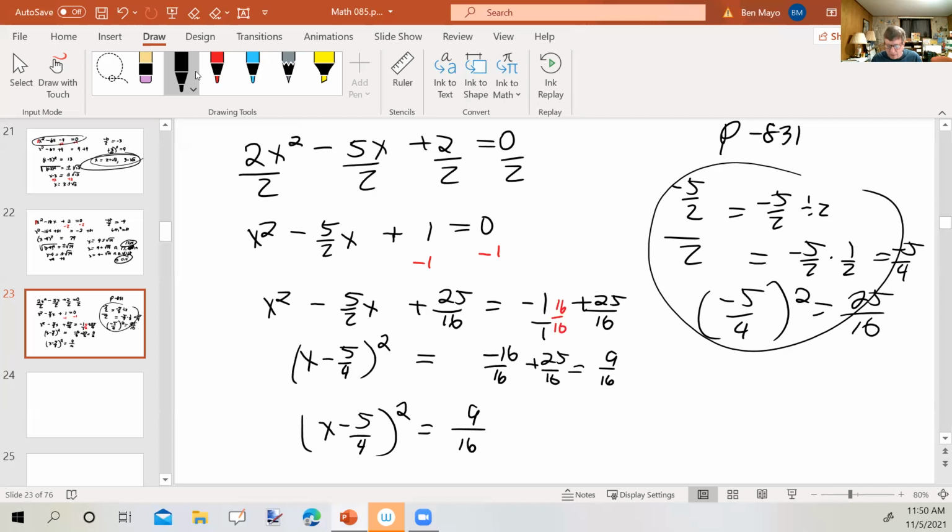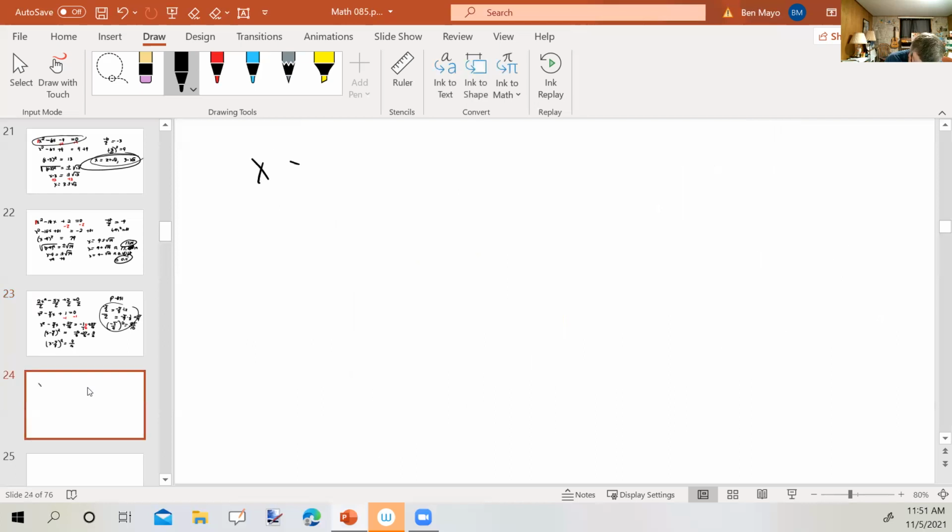I've completed the square, everything's tidied up. Now I'm going to go back and finish the problem. We'll just go ahead and go to the next page. So I've got x minus 5/4, the quantity squared, equals 9/16.